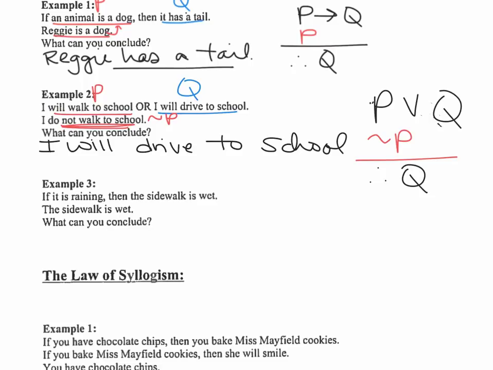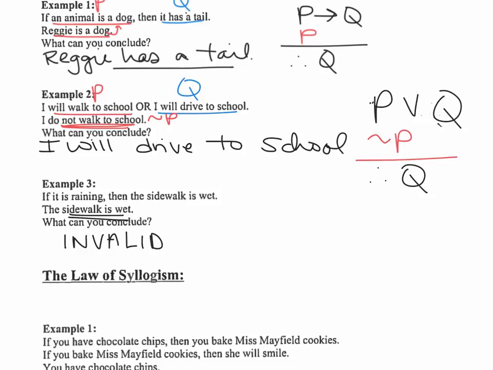Now, if I look at the next one, if it is raining, then the sidewalk is wet. The sidewalk is wet. What can you conclude? Just because the sidewalk is wet, can you conclude that it's raining? No. So this is what's called an invalid statement. I can't go backwards. Just because the sidewalk is wet, that does not mean it's raining. It could have snowed and the ice could have melted. There could be a sprinkler on. You could have a water balloon fight. You could have taken a water bottle and spilled it all over the sidewalk. There could be a million different reasons why the sidewalk is wet. I cannot assume it's raining, which is why it's invalid.